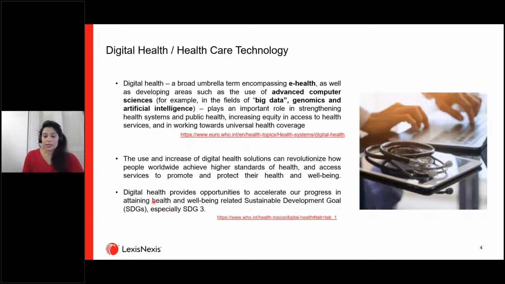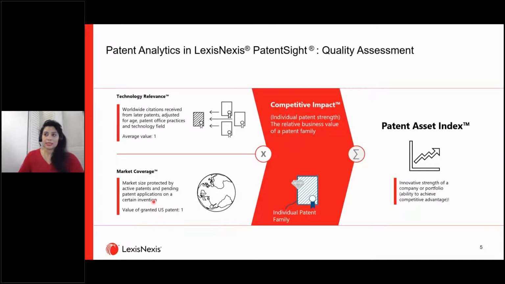The search as well as the analytics have been done in the PatentSite platform of the LexisNexis suite of software that we have. Just before moving ahead, I'll try to give you an idea about the methodology of quality assessment of patents in PatentSite.